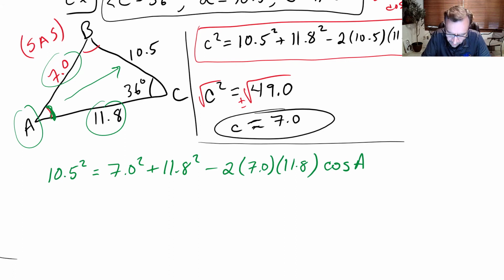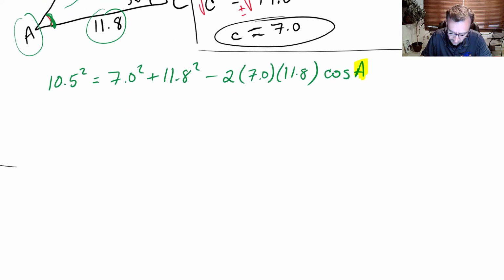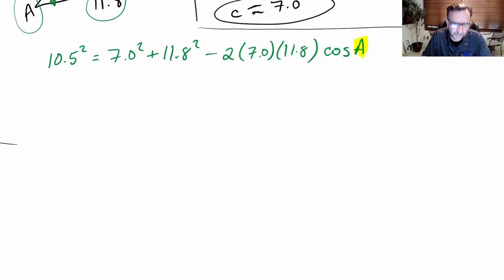All right, so this one's a little bit different because notice here the variable is inside a cosine, whereas on the previous application the variable was the c. So when the variable is inside a cosine, we're going to have to eventually do some sort of cosine inverse. Let's do some algebra and isolate that cosine. So what we'll do is subtract 7.0 squared and also subtract 11.8 squared. That'll be our first thing to do.